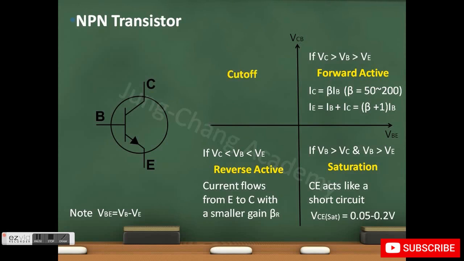Whereas in the cutoff mode, the base voltage is smaller than both the emitter and collector voltage, and no current will flow from the collector to emitter.